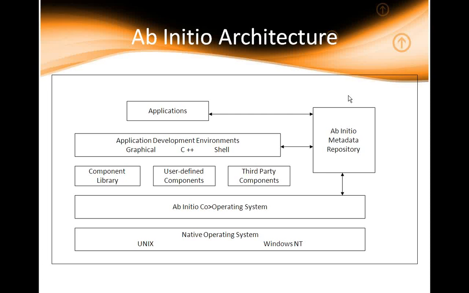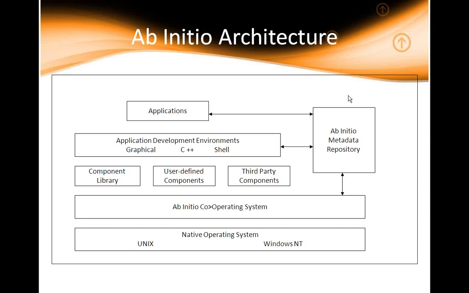So there you have three things: graphical development environment, C++ development environment, and shell environment. In general, everybody uses the graphical development environment. Using the graphical development environment client, you are going to connect to the Ab Initio server. The Ab Initio server is nothing but a cooperating system, which is installed on a specific Unix machine, and you connect to it through your graphical development environment.